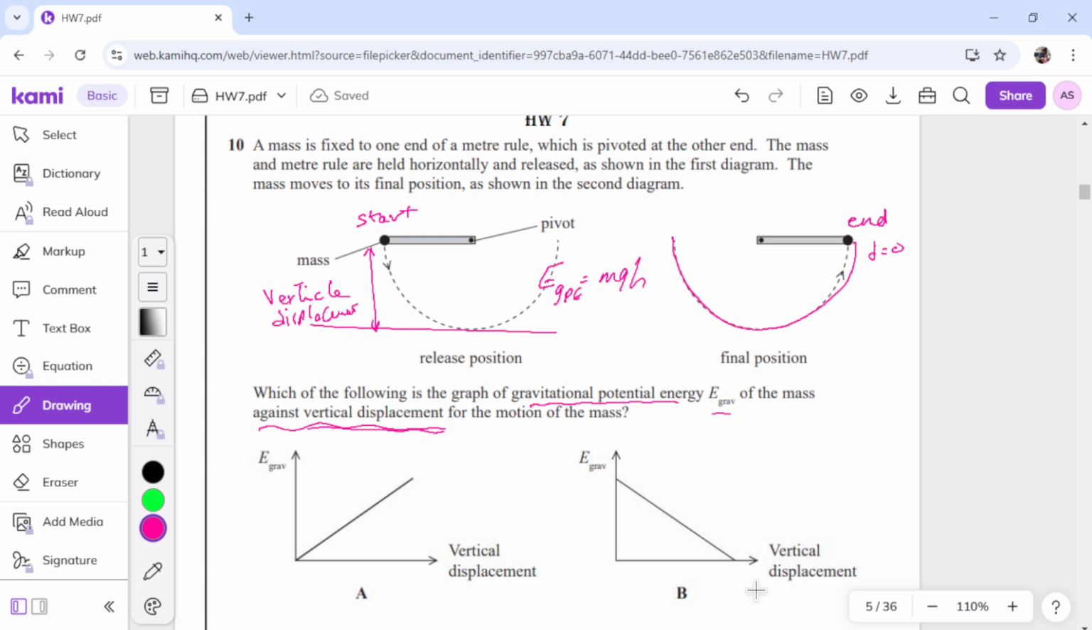As displacement increases, you start from here and you move. As displacement increases, what happened to GPE? Decrease. So this is why I have to choose B. As vertical displacement increases, what happened to GPE? Decrease.